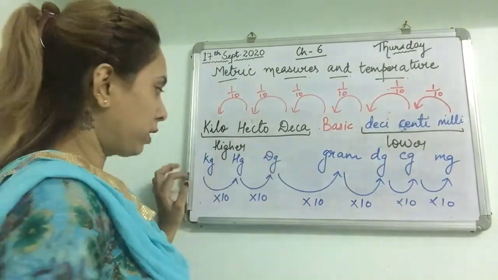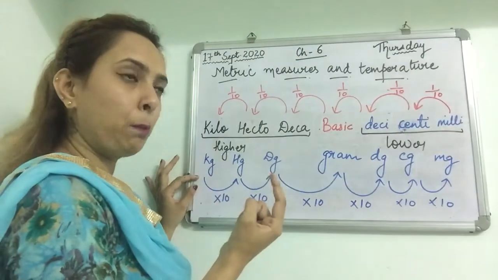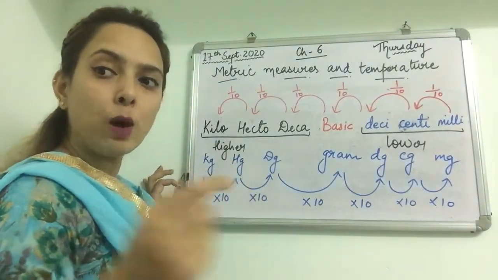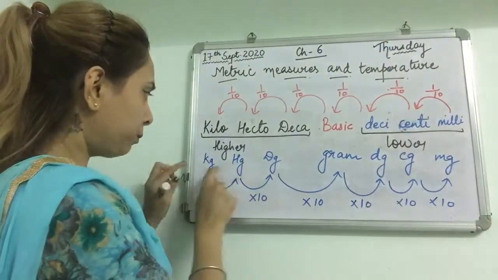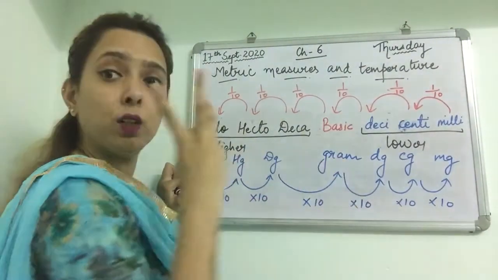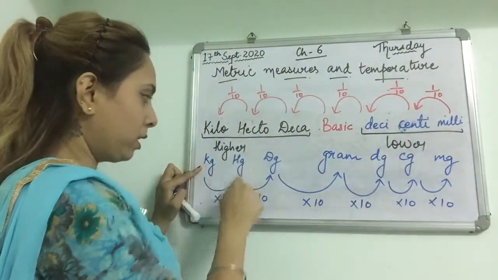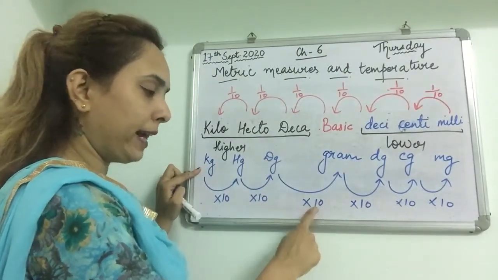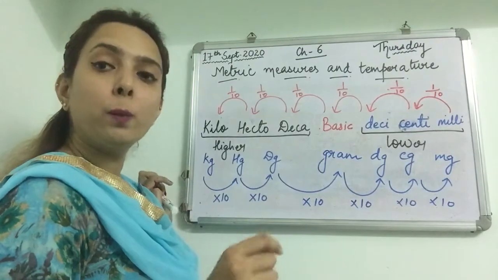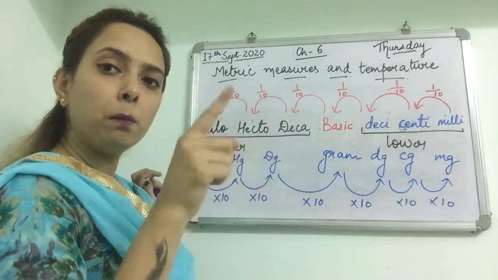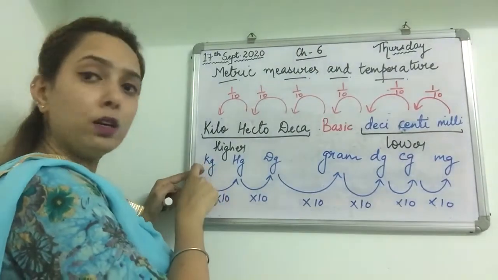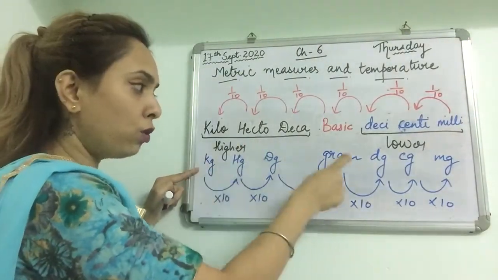So how will you convert? You will simply multiply 5 kilogram by 1000. Why? Because we are skipping 3 times: 1, 2, 3. So 10 multiplied by 10 multiplied by 10 will become 1000. So you will multiply 5 by 1000. Why are we multiplying? Because we are converting higher units into lower units.